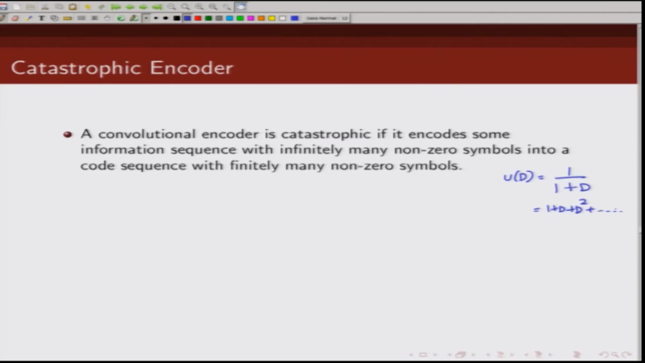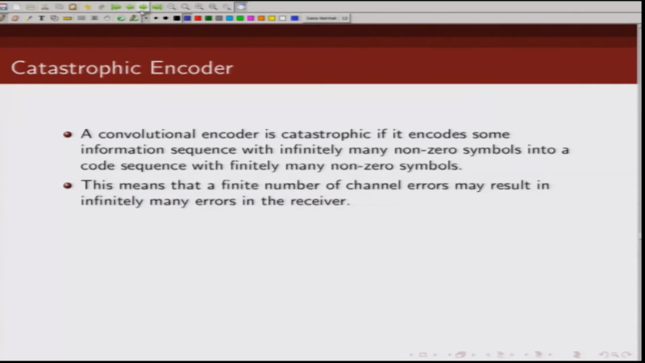Now, if you have an encoder which maps an input sequence which has a large number of ones into a coded sequence with a finite number of ones, that type of encoder is known as a catastrophic encoder. Now, why is it catastrophic? To illustrate it, we will take an example.